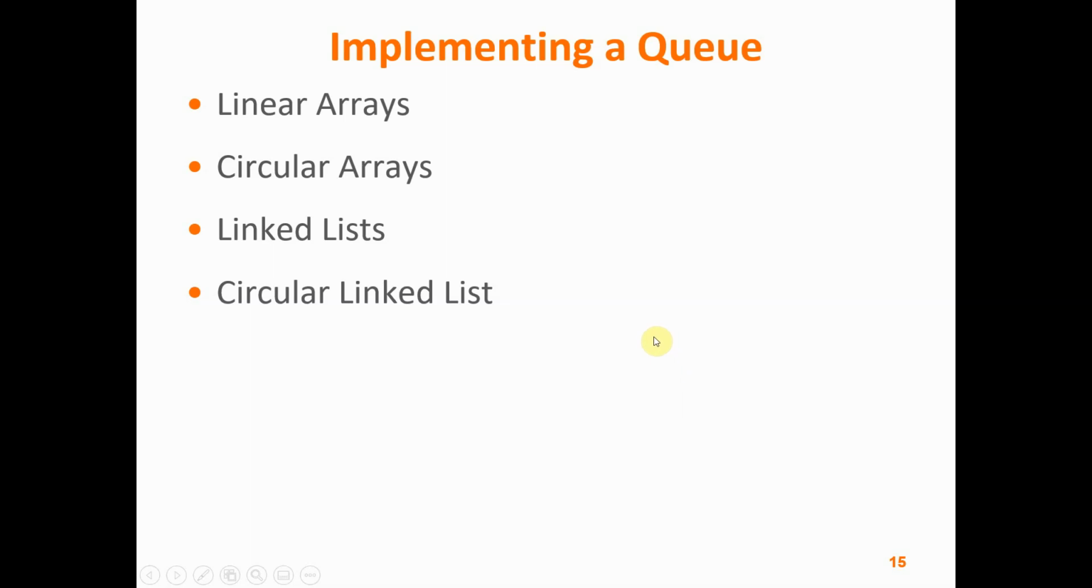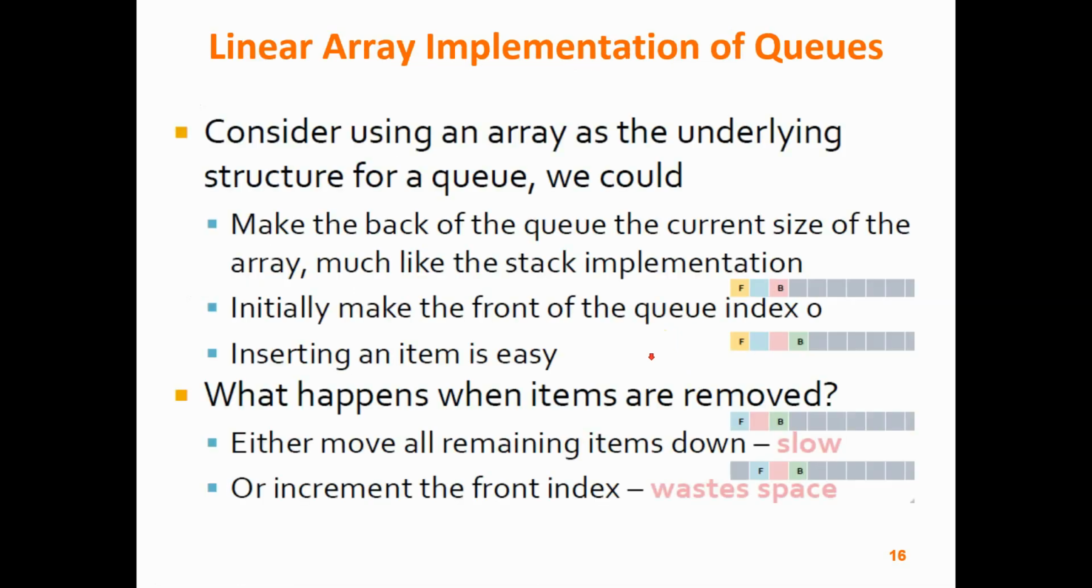Let's take a look at how we can implement what we saw on the whiteboard using C++. The first thing that we want to do is a linear array implementation of queues. We saw that we enqueue from the rear, or the back, and we dequeue from the front.